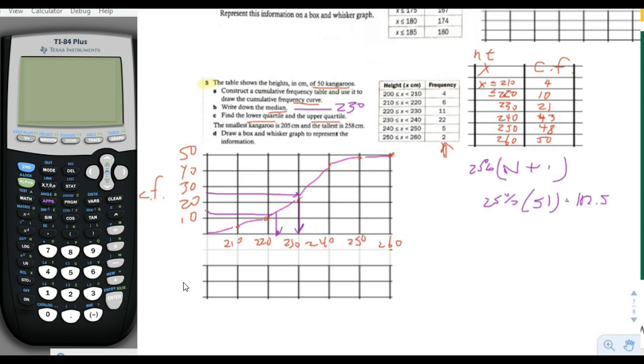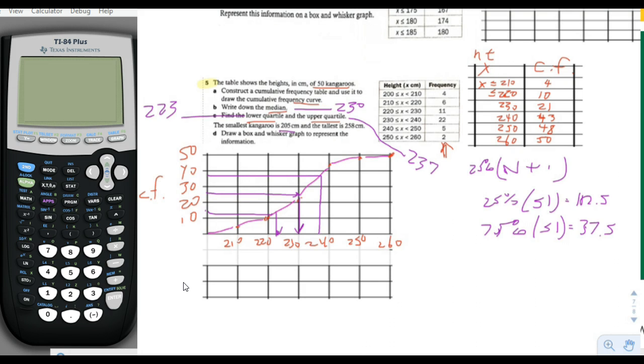And so our Q1 is about 223 maybe. And then our Q3 is going to be 75% times 51, which is about 37.5, a little bit more, actually. 37.5 goes down, and that's about 237. So the upper quartile would be 237.